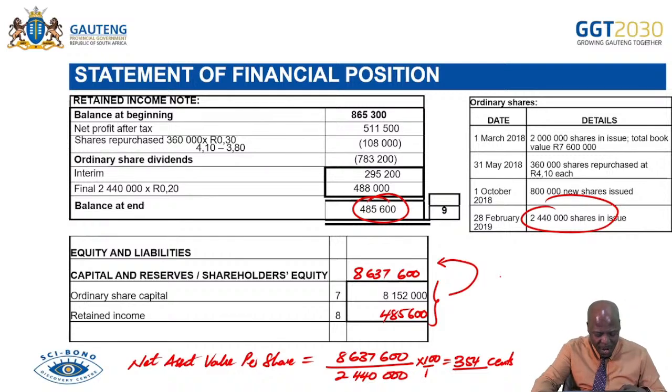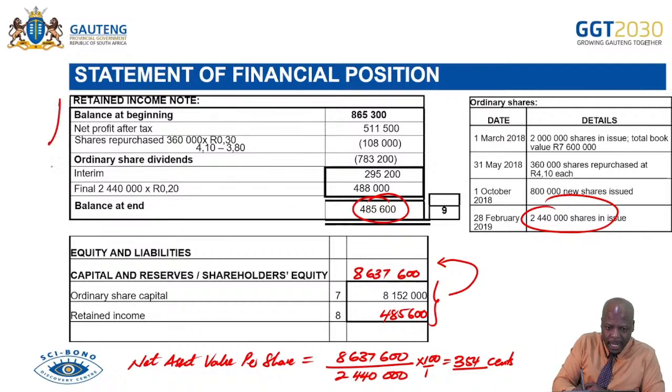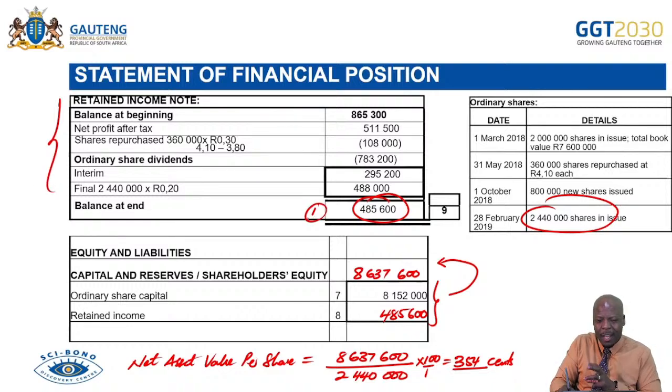So once we are done there, I'm going to move on. Remember, we have done the retained income. We have taken the first amount here. Is there another amount that we can take from our retained income note to the statement of financial position? Yes, there is another amount. Which one is it? Someone is saying the final dividends, Mr. Simbi. You're very correct. We come and take this one.